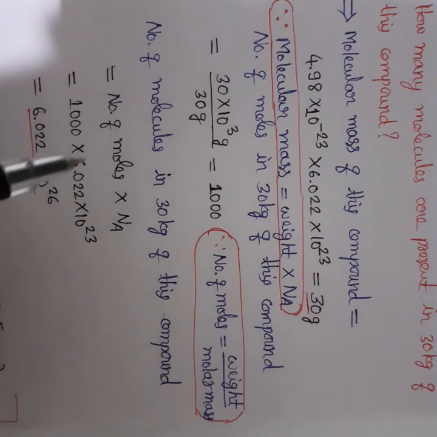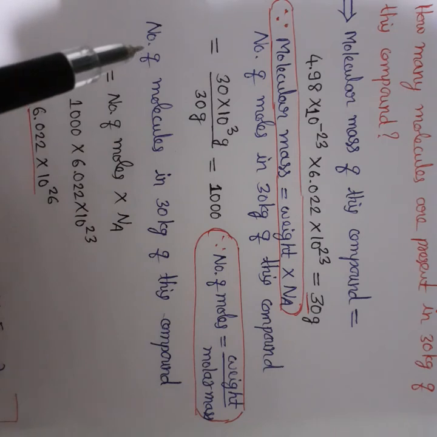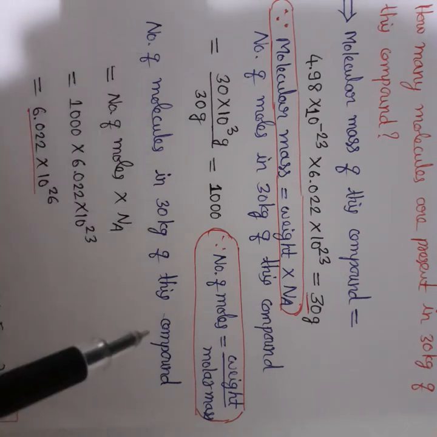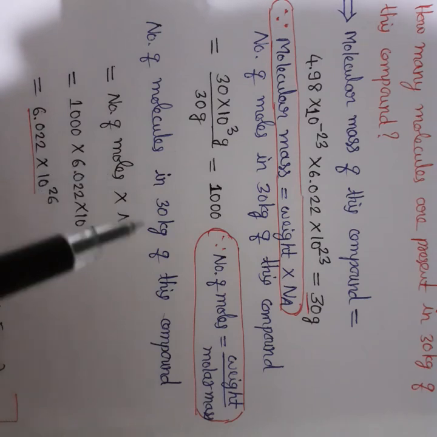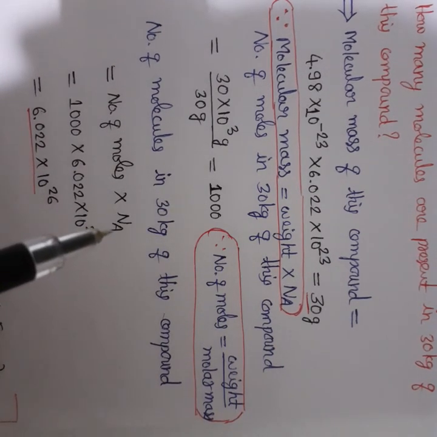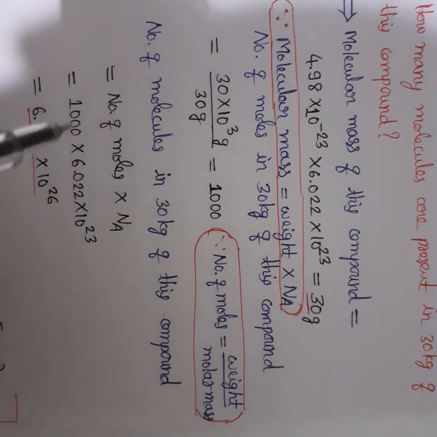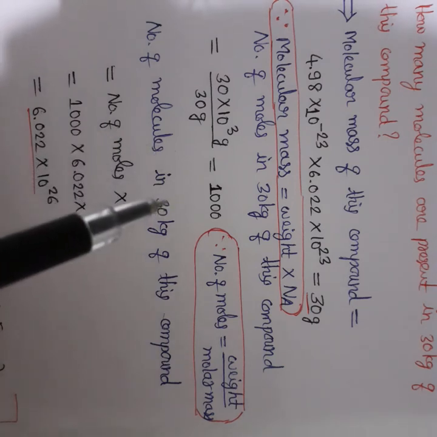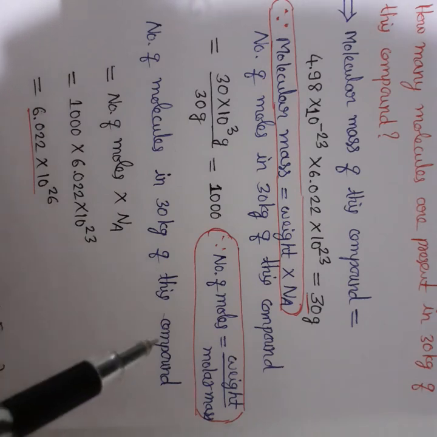Here we need to calculate how many molecules are present in 30 kg of compound. That is, the number of molecules in 30 kg of this compound is equal to the number of moles, this one, into Avogadro number. That means 1000 into 6.022 into 10 to the power 23. This will give 6.022 into 10 to the power 26, since this is 10 to the power 3 and this is 10 to the power 23, that will become 10 to the power 26. This is the number of molecules present in 30 kg of the given compound.